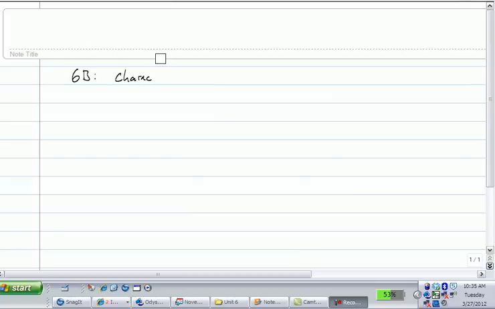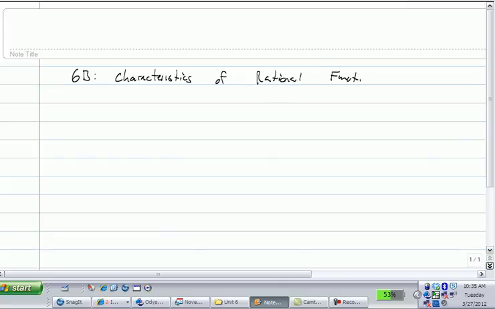Alright, so 6B, we're talking about characteristics of rational functions. Let's say I'm going to give you a rational function. Let's go f of x equals x minus 1 over x plus 5. We're going to graph this thing and do some analysis along the way.